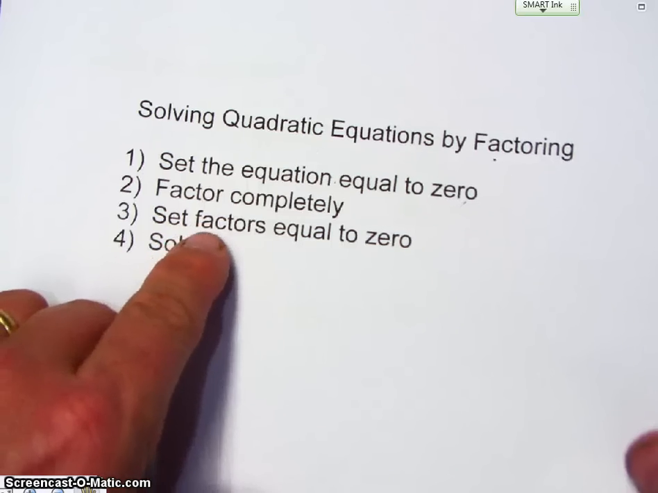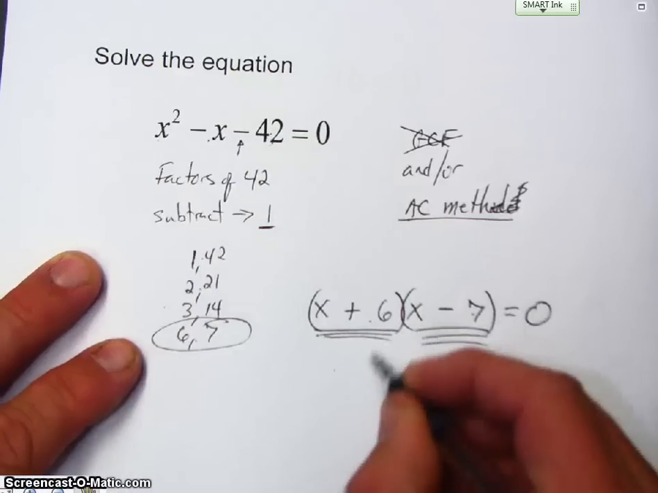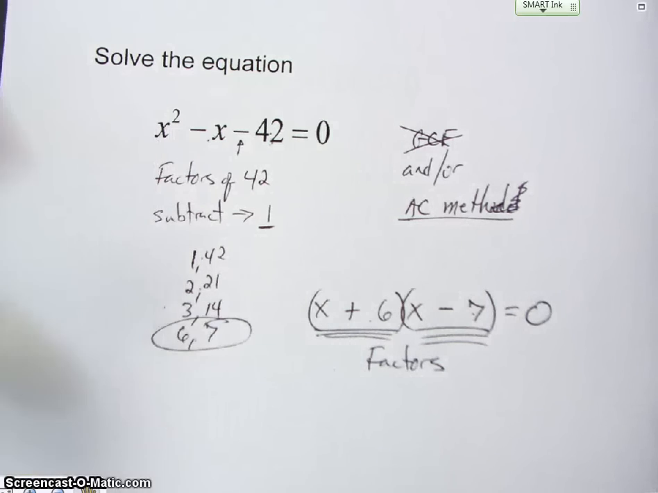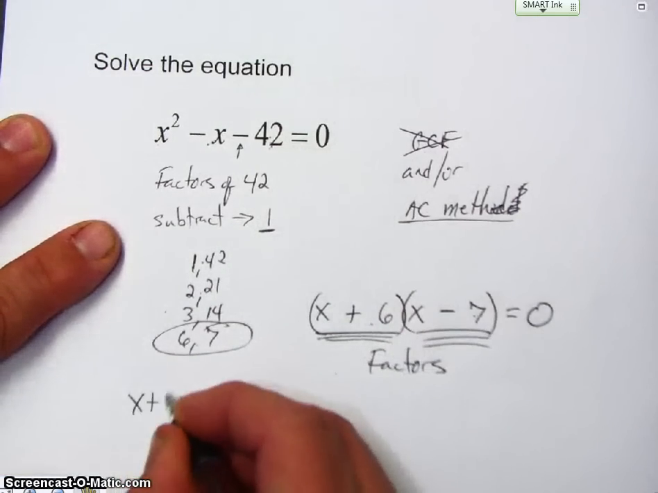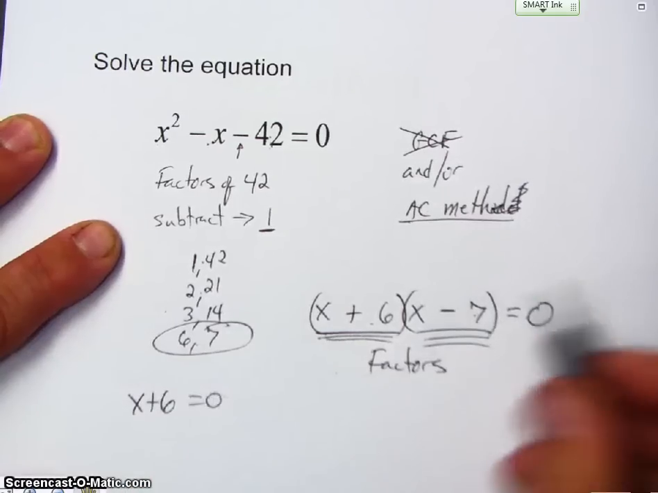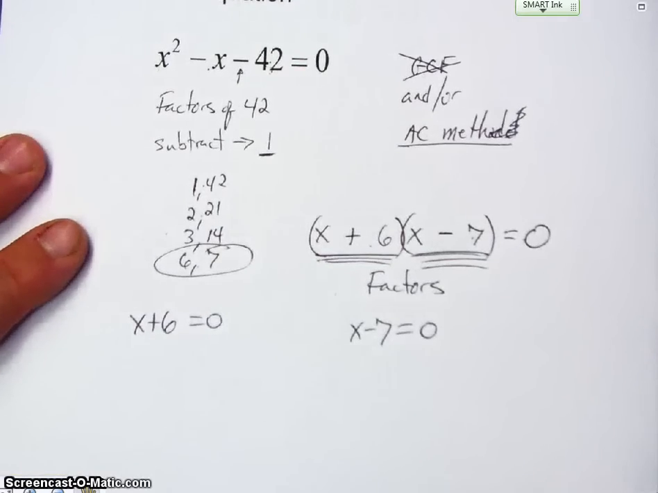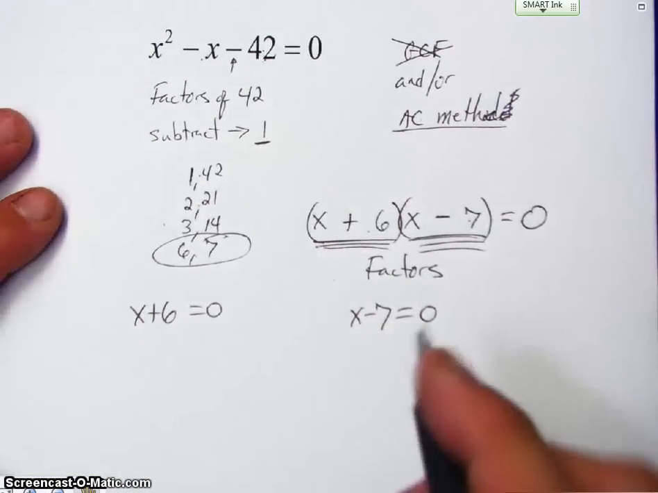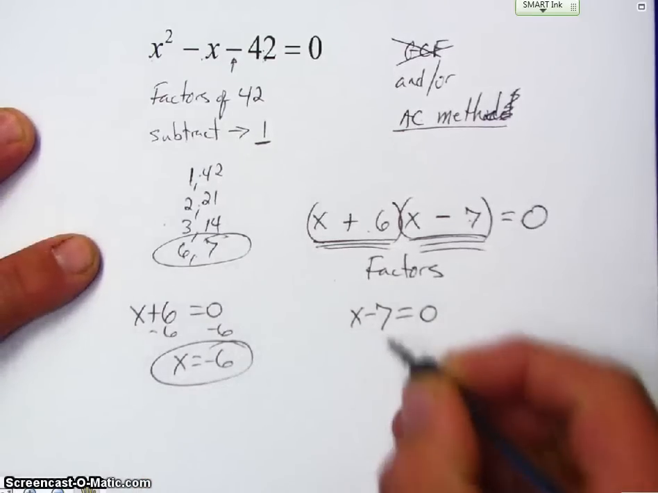So the next step, we're going to set the factors equal to 0. These parentheses are called your factors. That's why we take quadratics and factor. When you factor, you get factors. So I'll take the first factor, x plus 6, and set it equal to 0. Take the other factor, x minus 7, equal to 0. And then the last step is solve. Well, there's 2 equations, so now I've got to solve twice. Subtract 6. There's one solution. Add 7.